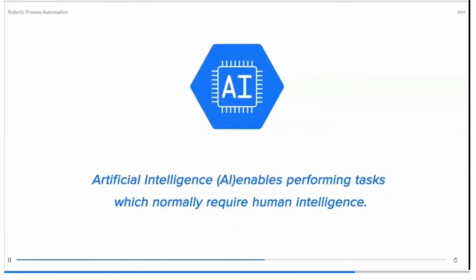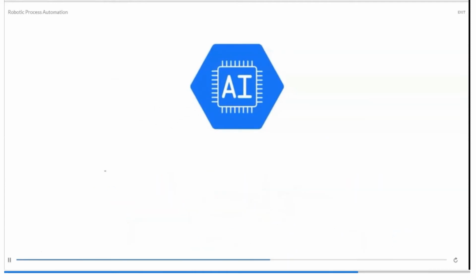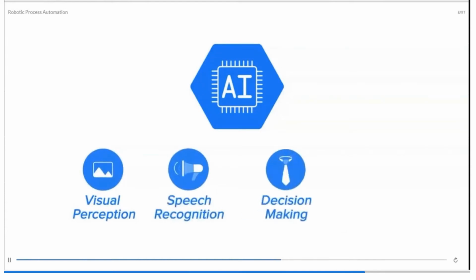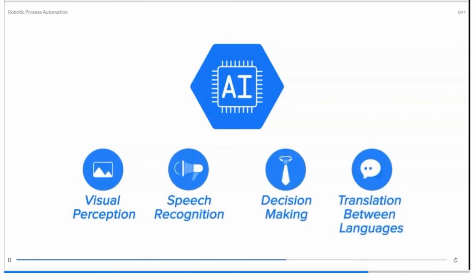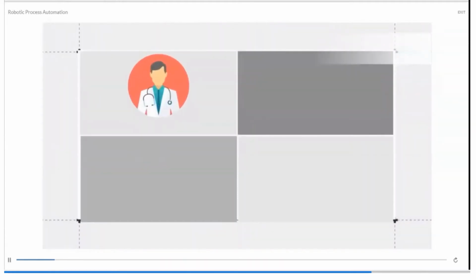So artificial intelligence enables performing tasks which normally require human intelligence, which uses visual perception, speech recognition, decision making and translation between languages. So RPA does not involve complex problems, but it can very well be used for solving complex problems too with the assistance of artificial intelligence. This is also being carried out now. So now we'll see the general applications where this RPA has been used.